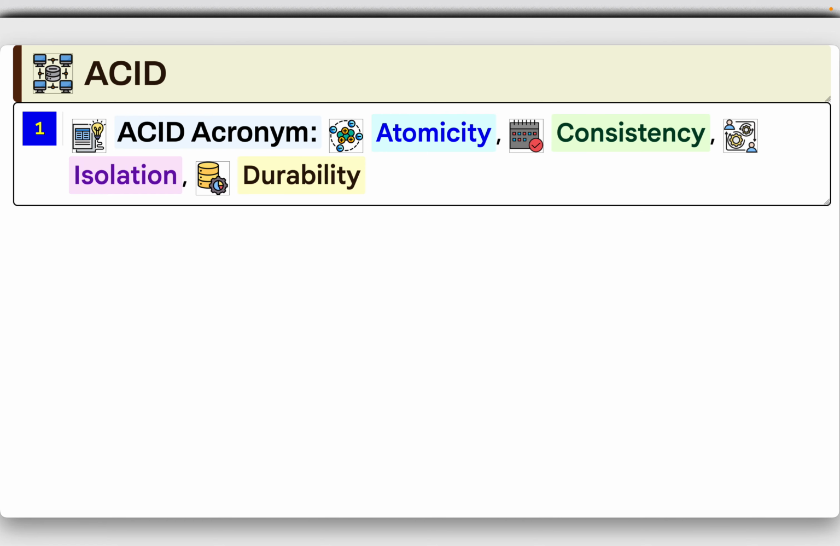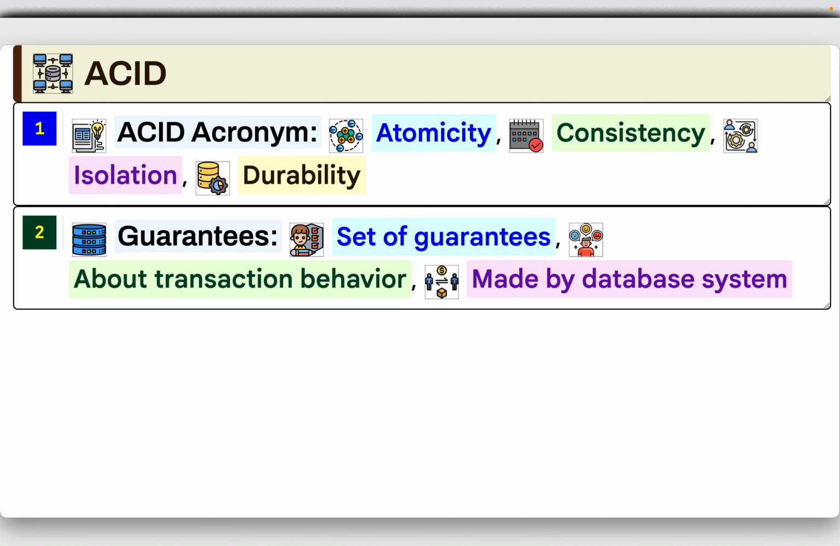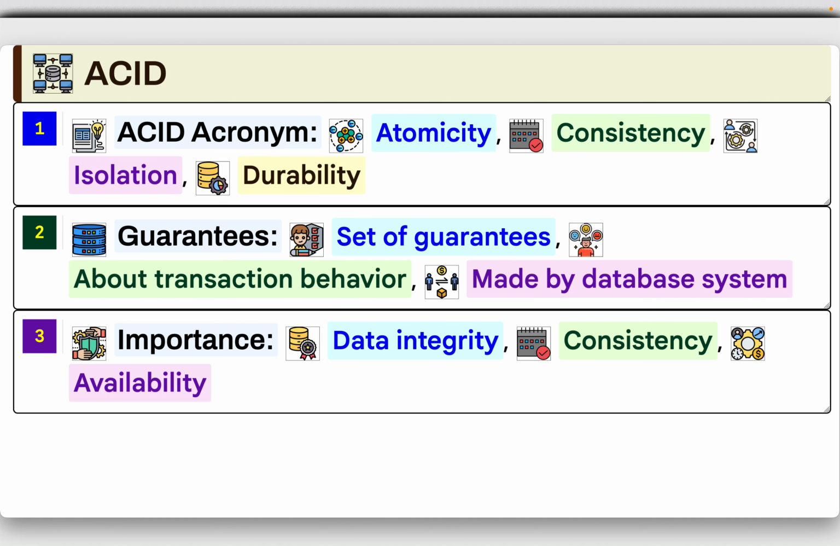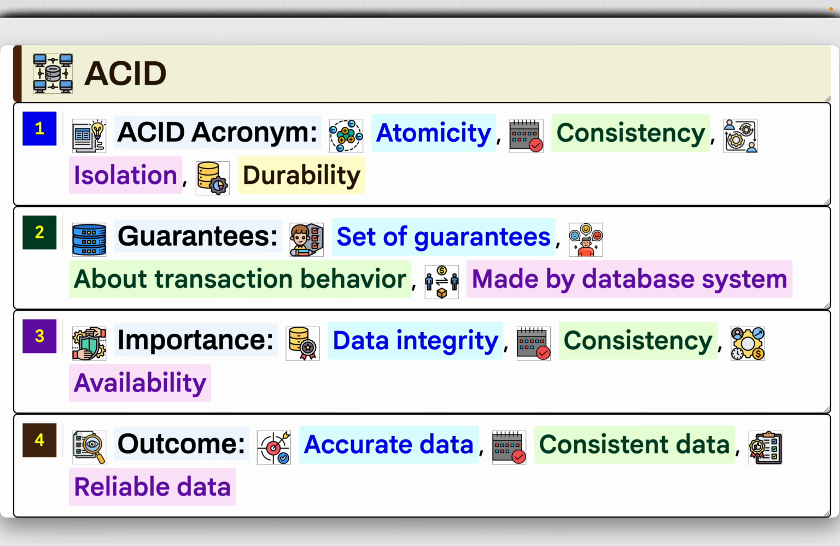ACID is an acronym that stands for atomicity, consistency, isolation and durability. These properties are a set of guarantees that a database system makes about the behavior of transactions. ACID properties are important for maintaining data integrity, consistency and availability in a database. It ensures that the data stored in the database is accurate, consistent, and can be relied upon.